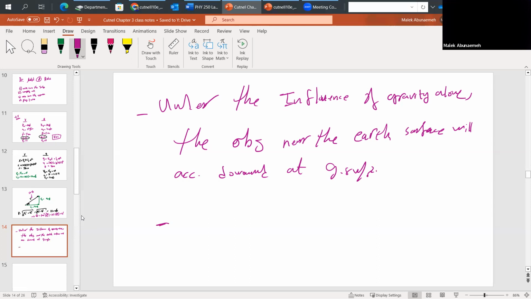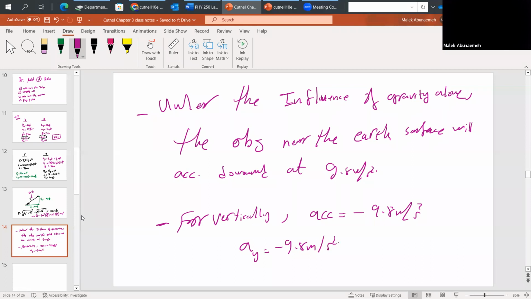Now, vertically, your acceleration is going to equal minus 9.8 meters per second squared, which is going to be your acceleration in the y direction. If it's going down, minus 9.8 meters per second squared, that means your a of x is going to equal 0. Again, your x and the y are independent from each other. So let's do an example, shall we?